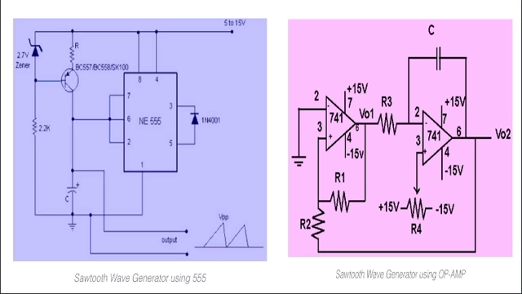First, let us see about this 555 timer. So this is the diagram for the sawtooth wave generator using 555. Here the sawtooth wave generator can be constructed using a transistor and a simple timer, that means the 555 IC, as shown in this diagram.